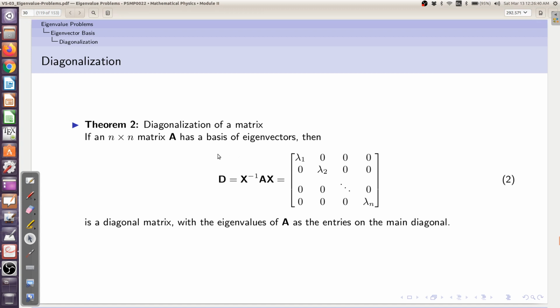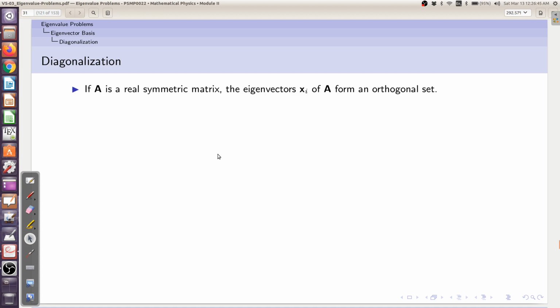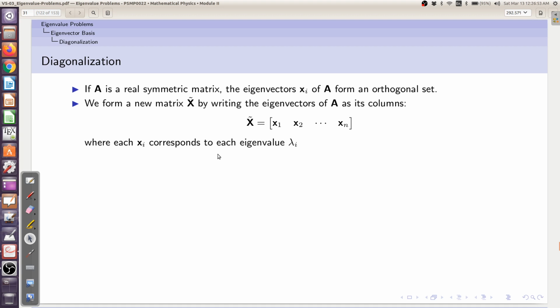Very important, very elegant theorem. If A is a real symmetric matrix, then the eigenvectors of A form an orthogonal set. Then we can form a new matrix, basically the same steps which I have used in the previous problem. So what I do is write down the eigenvectors as the columns. So remember, this is not an element, it's a column vector. So this is one column, this is another column, and so on. Each of these corresponds to each eigenvalue.